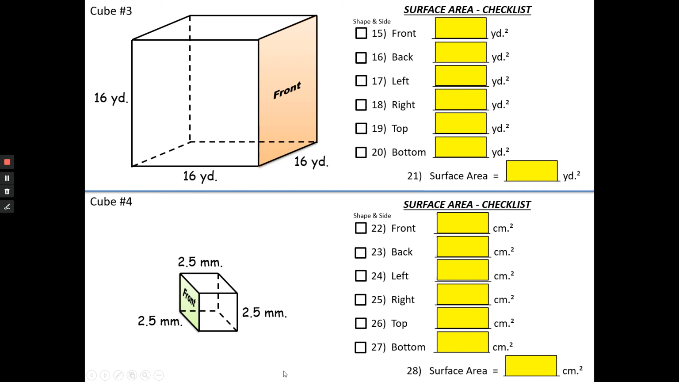All right, if you guys have any problems or questions, please let us know and we can help you guys out. All right, so try these 4 problems on your own, and I'll meet up with you for the rectangular prism intro and get you a little head start on that one.